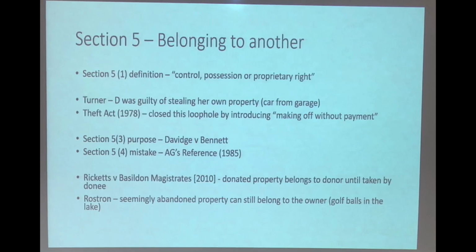In terms of section 5 belonging to another, section 5.1 gives the definition again. It labels three things really: control, possession, or proprietary right. So that gives you an idea of when something will belong to someone else.